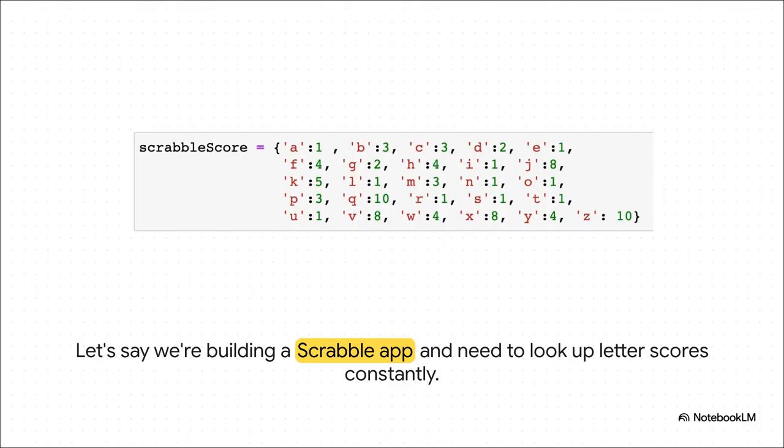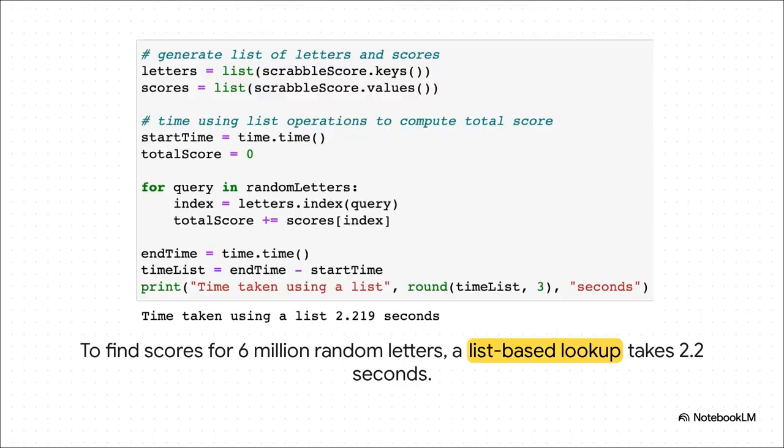Okay, so imagine we're building a Scrabble app. A really core feature is looking up letter scores, right? We could store this data in a dictionary, which is pretty much perfect for mapping keys, in this case the letters, to their values, which are the scores. Now, what if we tried to do this with lists instead? One list for letters and another for scores. Well, we'd run into a problem.